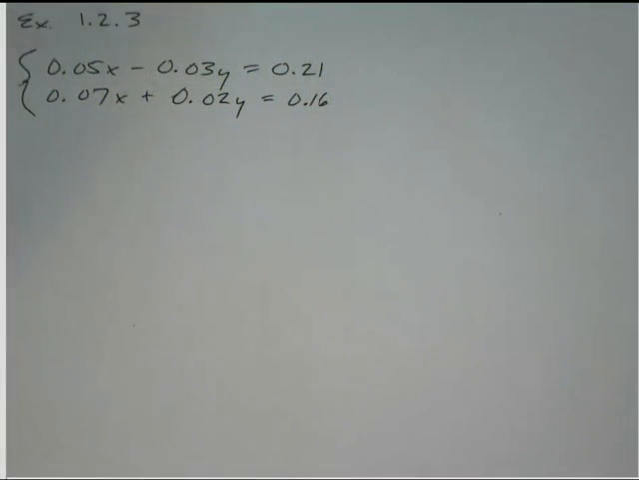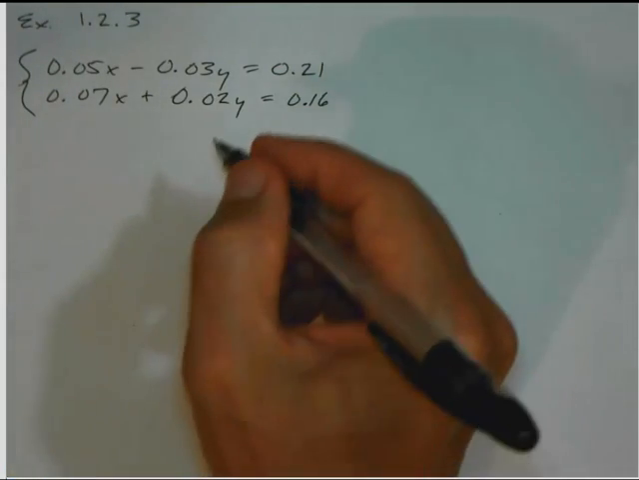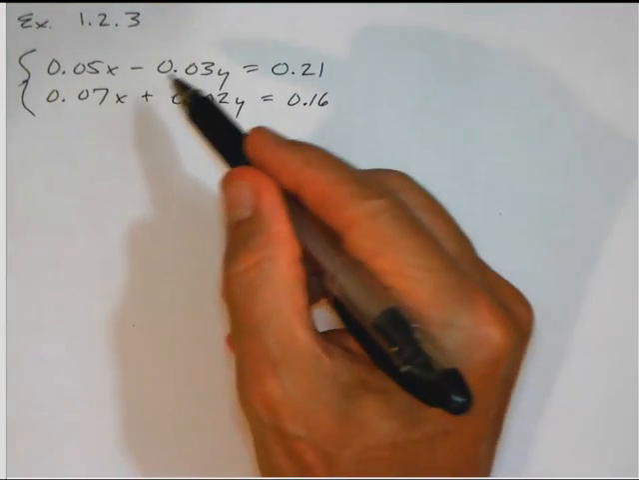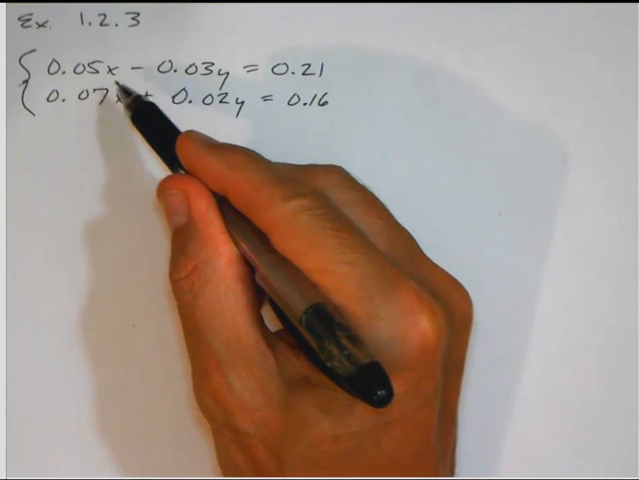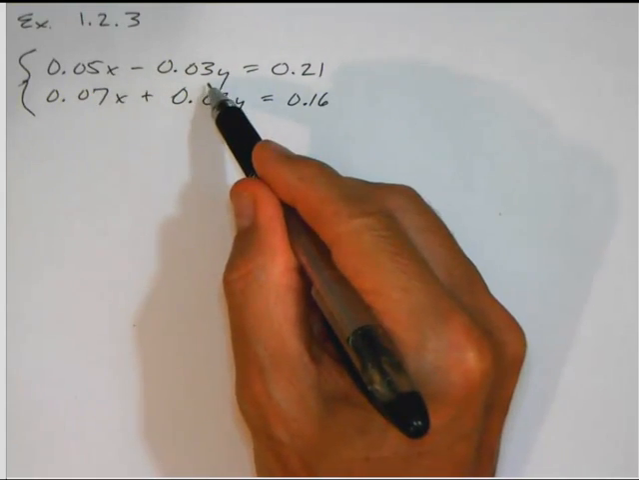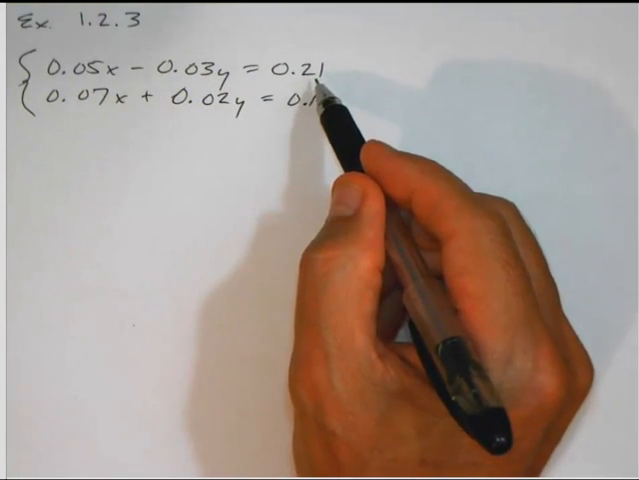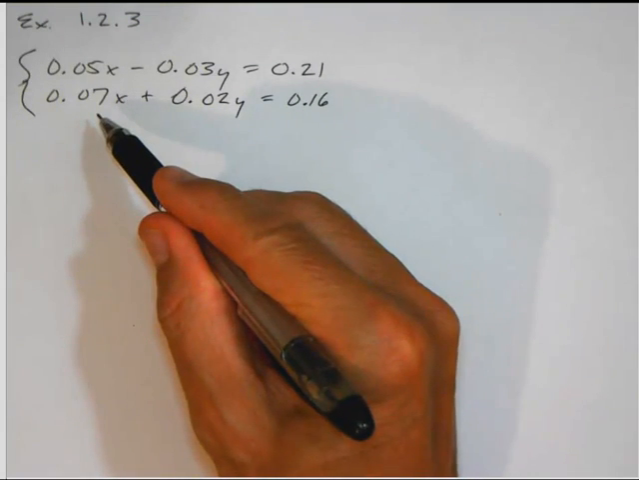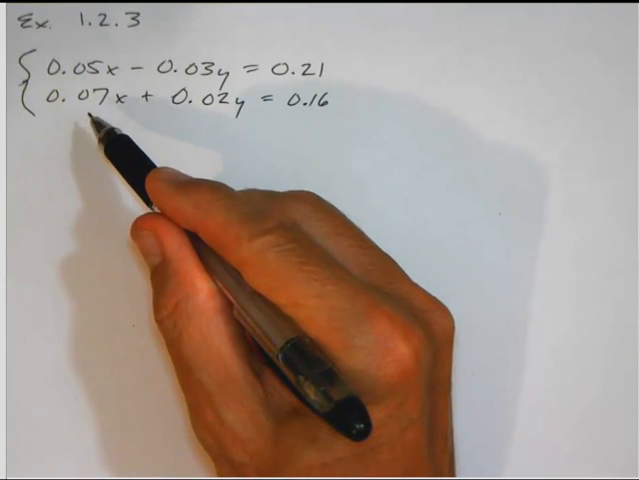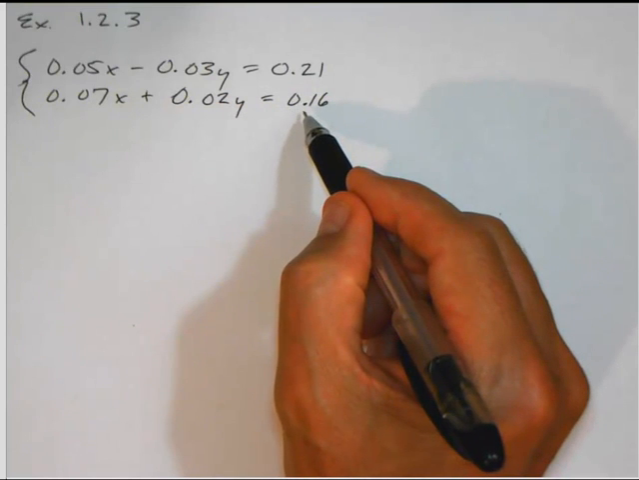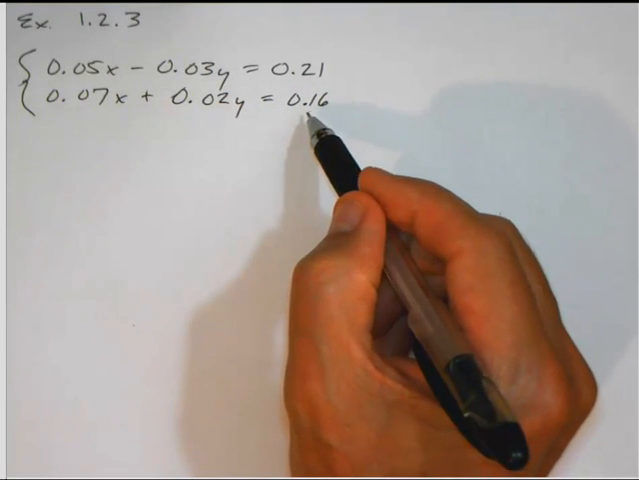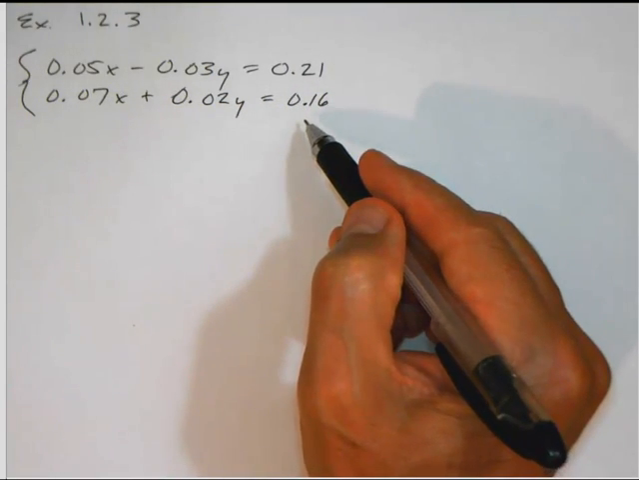Here's exercise number 3. Let's take a look at this system. The first equation is in the form ax plus by equals c. So that's a linear equation. The second equation, this has the form ax plus by equals c. It's linear too. Okay, this system is indeed linear and 2 variables.